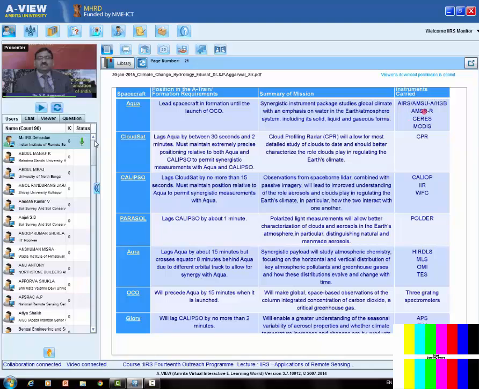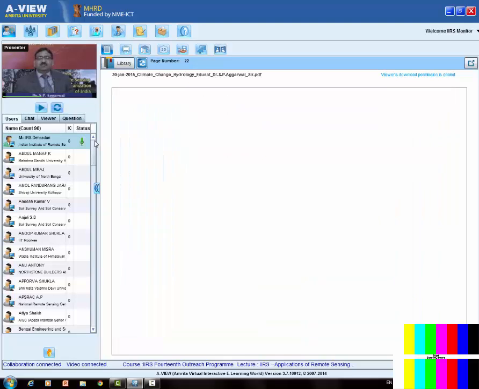So these are some satellites whose details are available in this table. Like Aqua, what is the sensor? Aqua has AMSR-E, CERES, MODIS, AIRS, AMSU. Then CloudSat has a CPR, cloud profiling radar. Calypso, these are the sensors. So this is a table, maybe you can use it for your further study, which will give you the details.